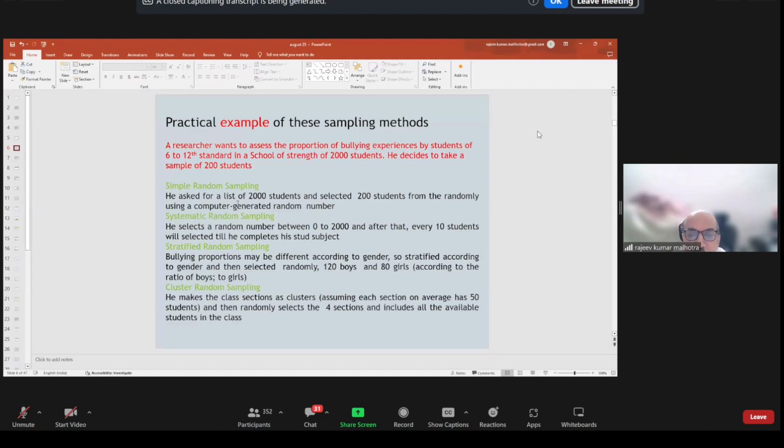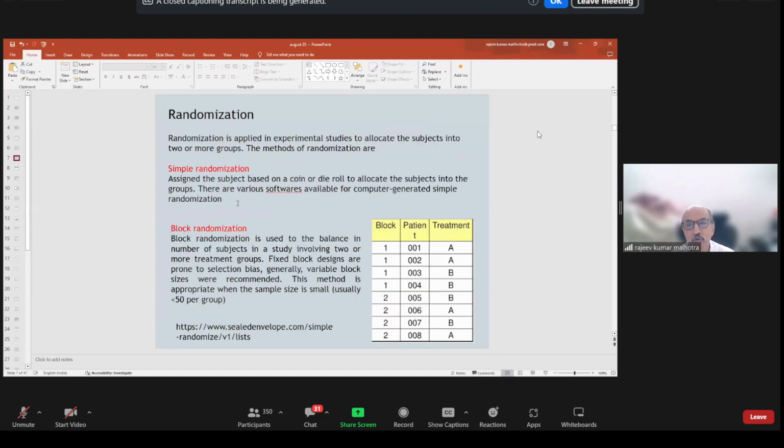So in that case, we can do a cluster random sampling for finding this out. These are examples of how to go for random sampling: stratified random sampling, systematic random sampling, and cluster random sampling. Now we come to randomization.